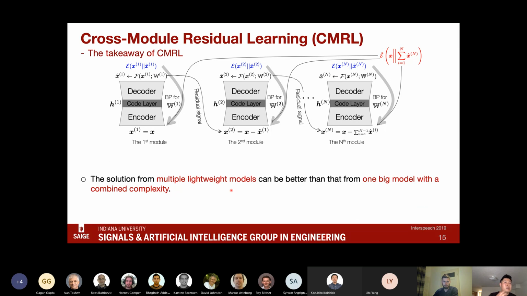The major observation here is that the solution, CMRL, can organize a bunch of lightweight autoencoders that can outperform a big autoencoder, even with the combined complexity. The idea is really not new. Conventionally, people refer to this concept as multistage vector quantization. But we bring this concept to deep learning and show that this could achieve a higher model efficiency.